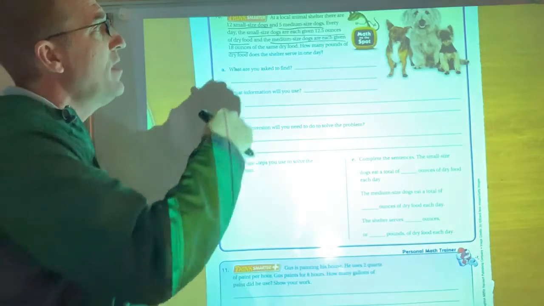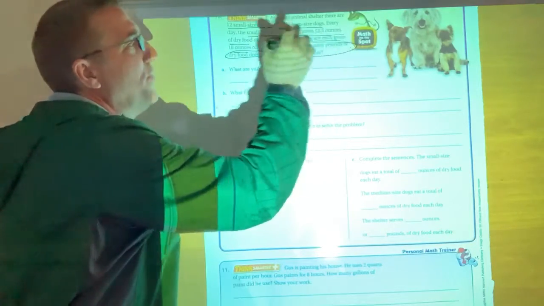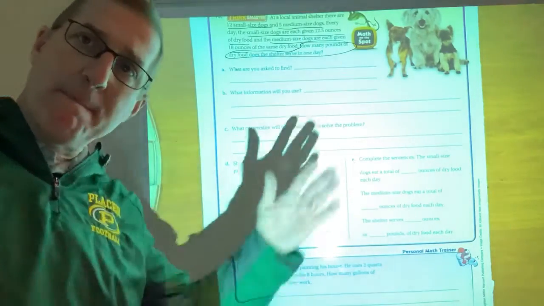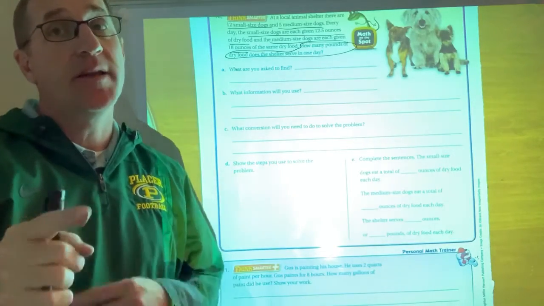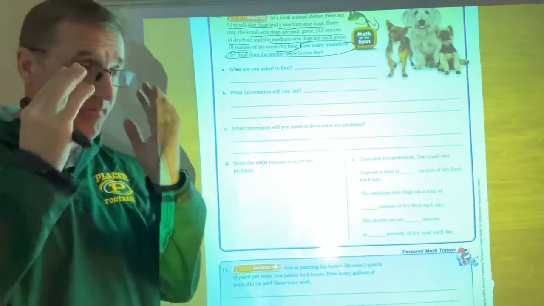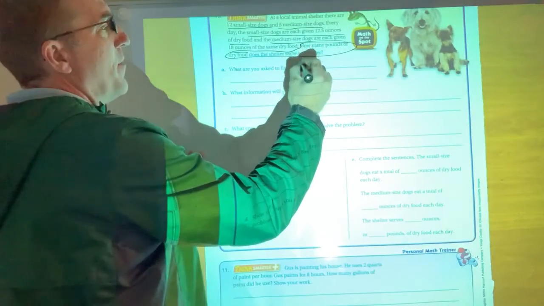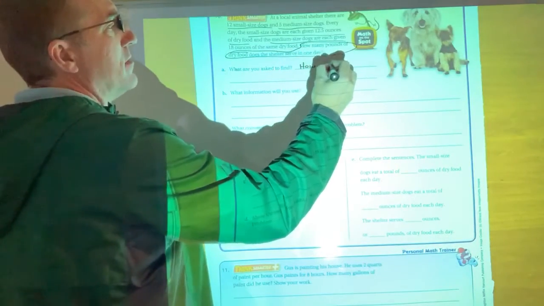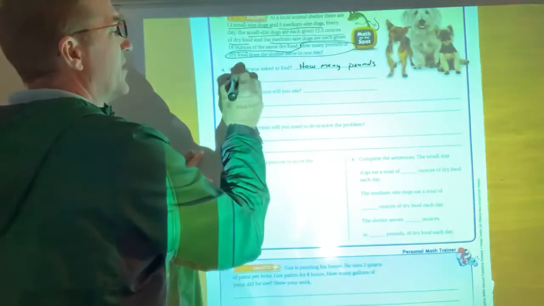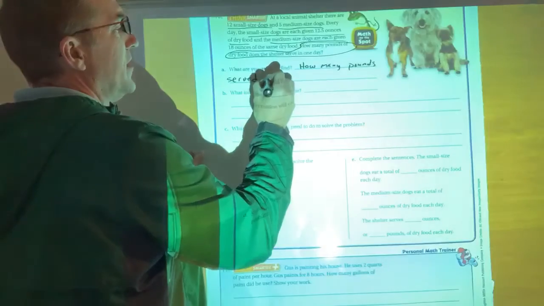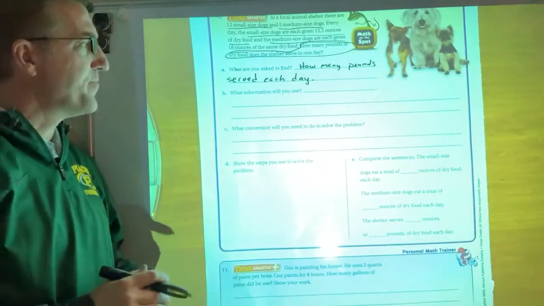Okay. How many pounds? So we're obviously going from ounces to pounds. Pounds are bigger. I need less of them. So I will end up doing some division here, right? Okay. So what are you asked to find? The number of how many pounds of food served each day. Okay, that's what we're being asked to find.